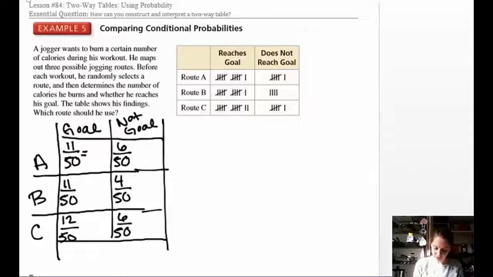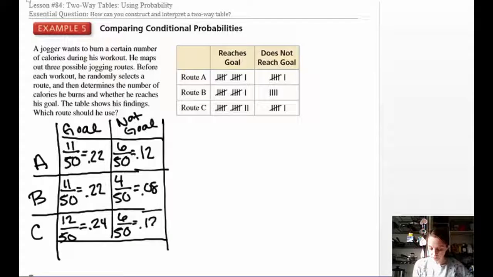And then we'll calculate the relative frequency. So 11 out of 50, I'm going to put an equal sign because it's exactly 0.22, 0.12, 0.22, 0.08, 0.24, 0.12.